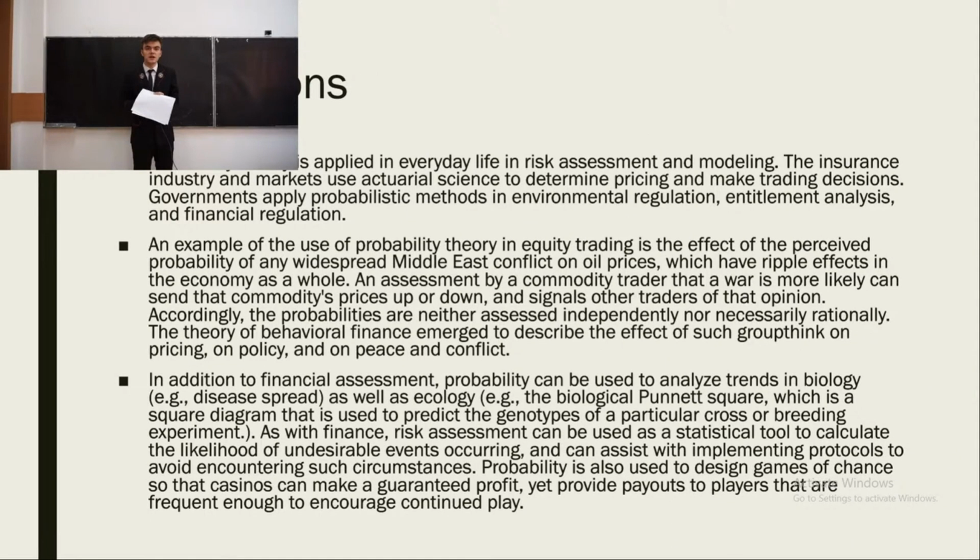Assessment by a trader that prices are more likely to go down signals traders of opinion, according to probability, neither independently nor necessarily rationally. The theory of behavioral finance emerged to describe the effect of such groupthink on pricing, on policy, and on conflict. In addition to financial assessment, probability can be used to analyze trends in biology, for example disease spread, as well as in ecology, for example the biological Punnett squares, which is a square diagram that is used to predict the genotypes of a particular cross or breeding experiment.